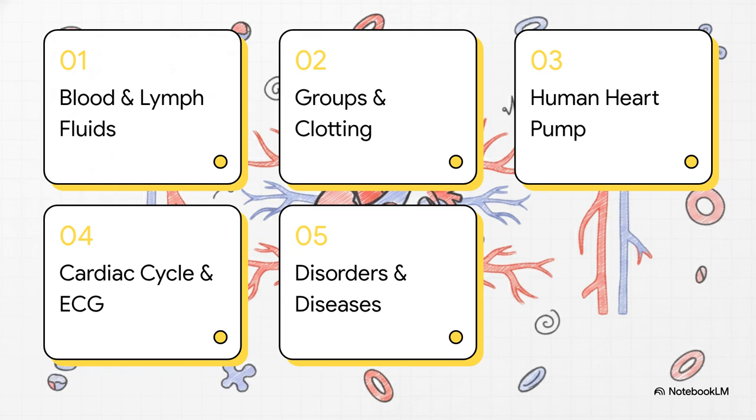To truly master this system, we're going to break the body down into 5 specific architecture modules, which is going to perfectly prime your brain to categorize every single fact. We've got 1. Blood and lymph fluids. 2. Blood groups and clotting. 3. The human heart pump. 4. Cardiac cycle and ECG. And 5. Cardiovascular disorders and diseases.